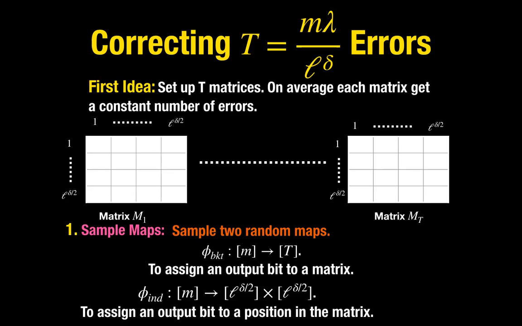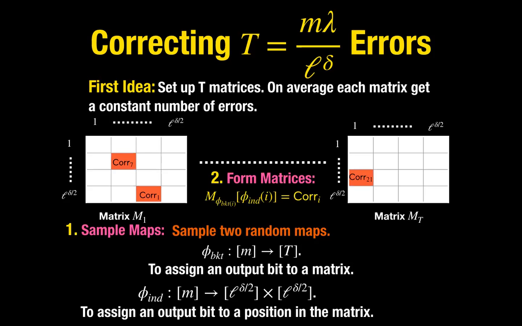So I'm going to sample two maps. Phi bucket will map an index out of the PRG outputs and assign it to a matrix, one of the t matrices. The second assignment function, phi index, takes in the index and tells me which entry in that matrix that index goes to. Okay, so I just assigned two injective maps, and they are random.